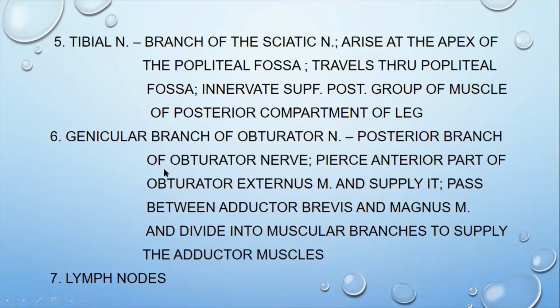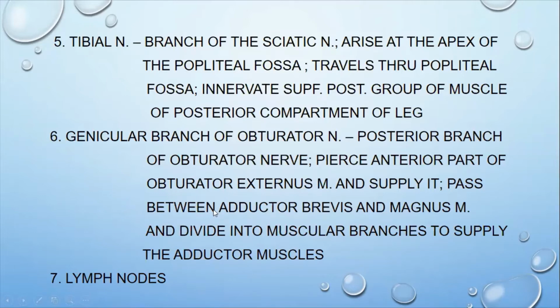Then another content will be your genicular branch of the obturator nerve, or the posterior branch of the obturator nerve. Your genicular branch is a posterior branch of your obturator nerve, and this will pierce the anterior part of the obturator externus muscle and supply it. It will be passing between the adductor brevis and the adductor magnus muscle, and between these muscles, this will divide into smaller muscular branches that will supply the adductor muscles.